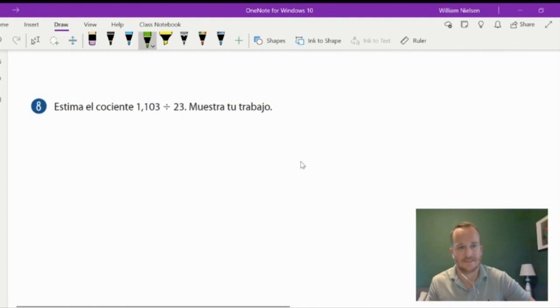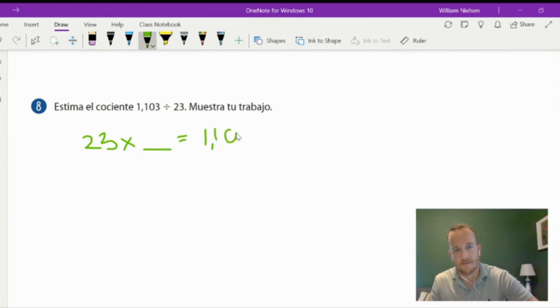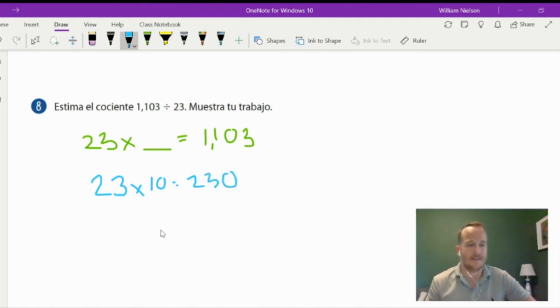Unos números más grandes, ¿verdad? Vamos a estimar el cociente 1103 entre 23. ¿Ok? ¿Cómo va a ser eso? Pues, vamos a hacer eso. Vamos a escribirlo como multiplicación, operaciones inversas, ¿verdad? 23 por un número es igual a 1103. ¿Ok? Vamos a ver, chicos, okay, vamos a pensar bien. Vamos a hacerlo de 10, 23 por 10 es pues 230. Entonces falta mucho, ¿verdad?